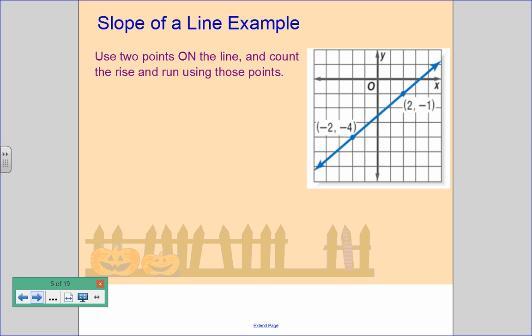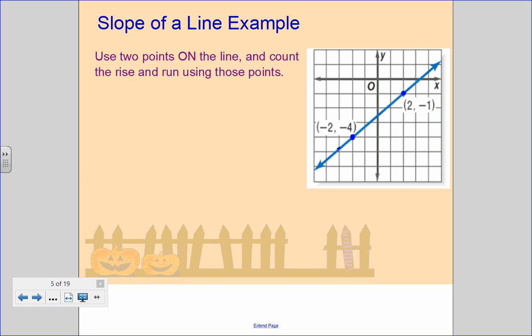So when we're finding the slope of a line, we're going to use points on that line and count the rise and run using those points. So notice we have the point (-2, -4) and the point (2, -1) given to us. These are 2 points given to us, so we're going to use the ones that are given because they are accurate. And you'll notice if I tried to use a point over here, it doesn't exactly intersect with the grid at a nice clean intersection, so that would be a decimal for that point. So we're going to use the ones that are given.